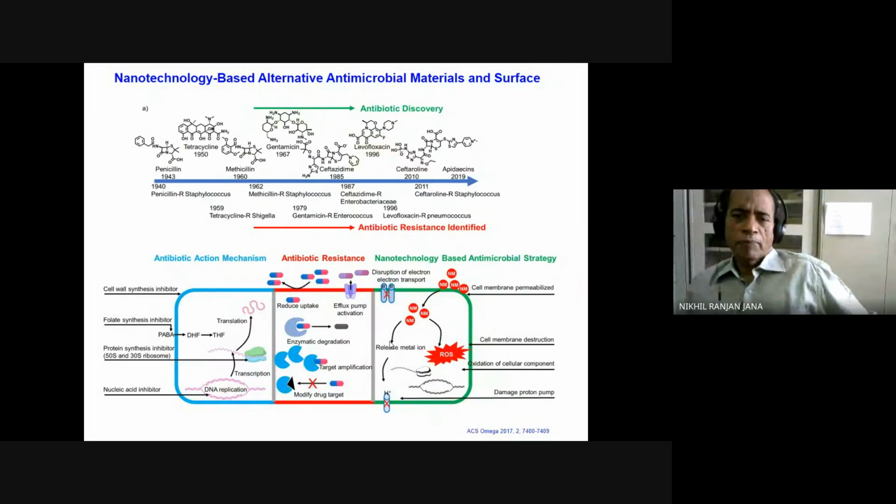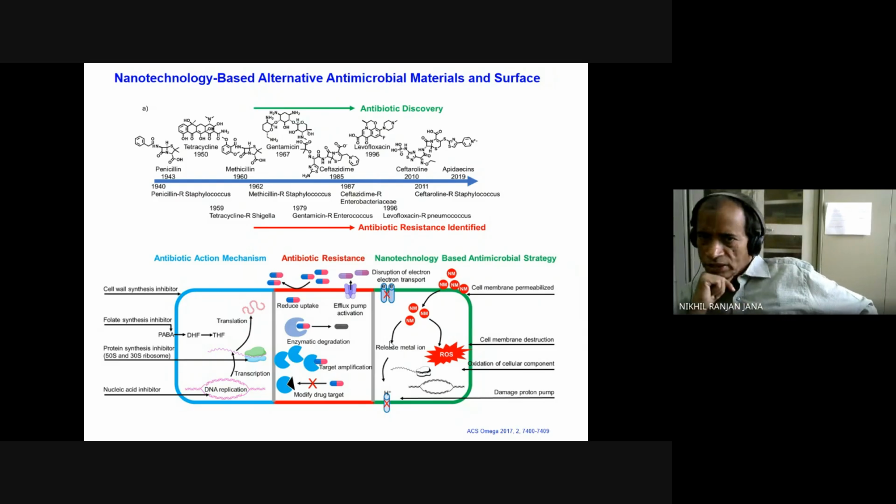Nanotechnology is another powerful approach for antibacterial materials and surfaces. A nanotechnology-based approach can be used to generate antibacterial, antimicrobial materials and surfaces. Why do we need antimicrobial, antibacterial, antifungal surfaces? Because the antibiotics that we conventionally use nowadays are becoming more and more resistant. And there are predictions that in the next 10, 20 years, no conventional antibiotic will work.